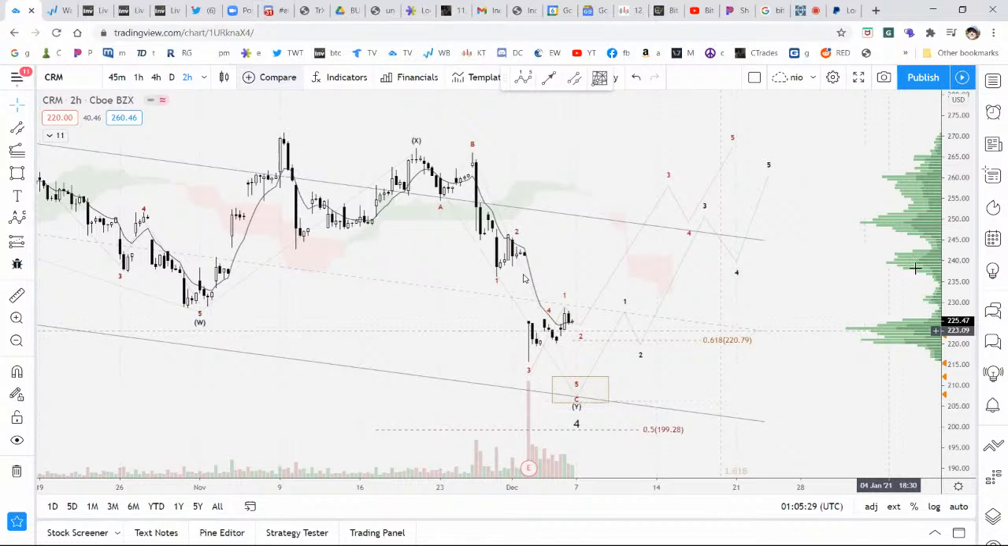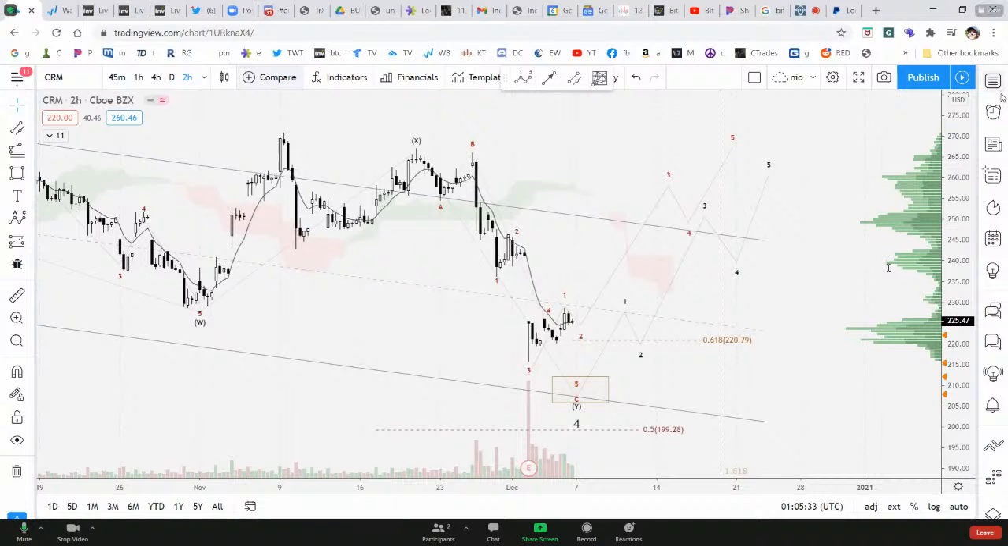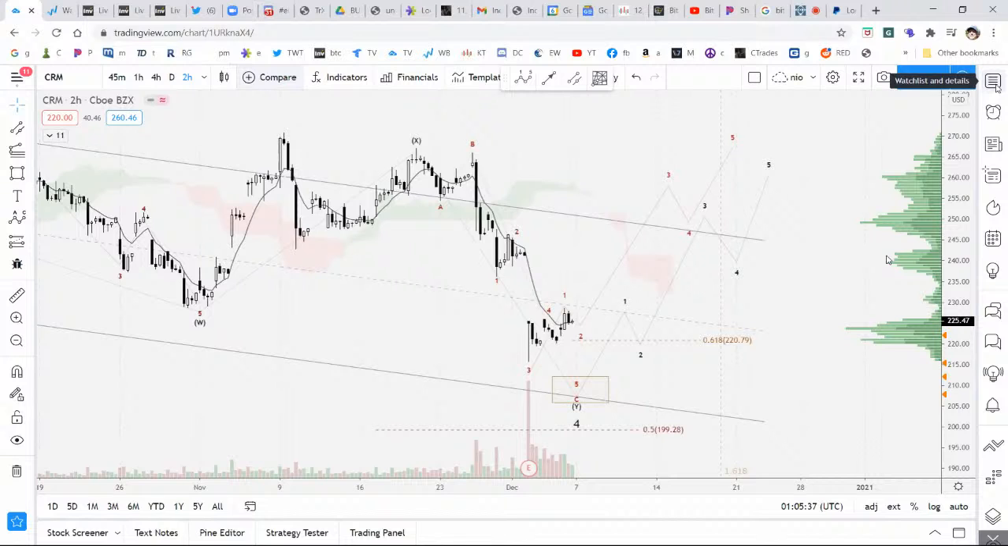I mean, it still could continue to work its way down to the channel, so that is a very, very interesting one to keep on the radar right there. Not an easy one to trade either. So good stuff there. Let's take a look at what else.